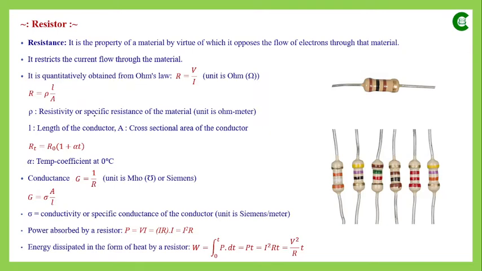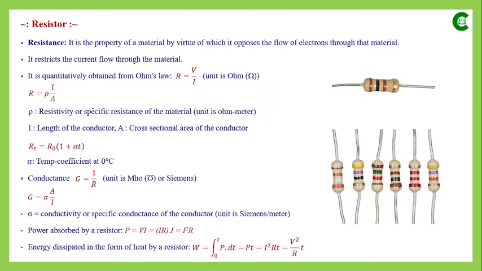Now if we talk about the property of a resistor, which is called resistance, then resistance is the property of a material by virtue of which it opposes the flow of electrons or charges through the material. So resistance basically works as opposition. It is the restriction towards the current that flows through that material.